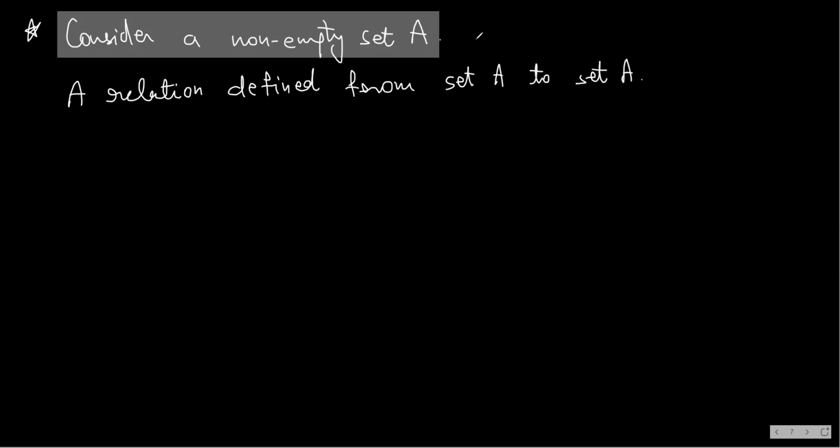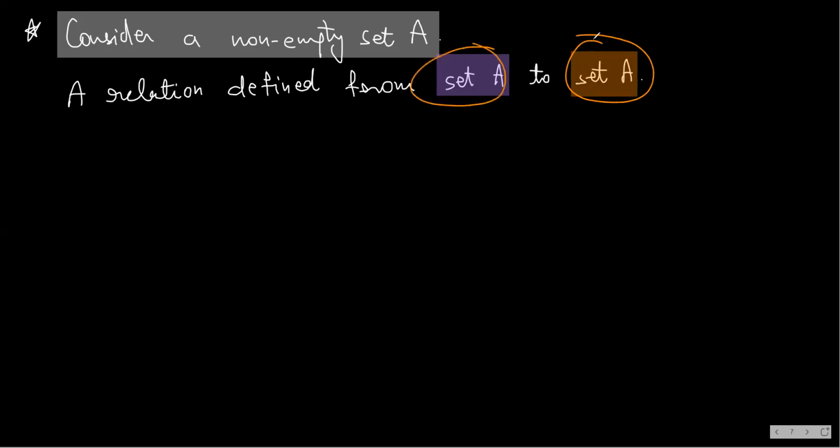Now try understanding this. Normally what happens is you define a relation from one set to another set. Now in this case, you are defining a relation from set A to set A. It means there is no set B. There is no second set. There is just one set.